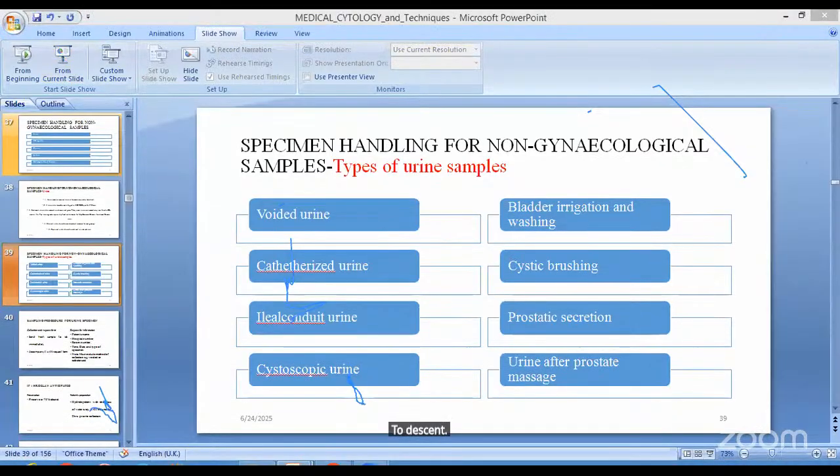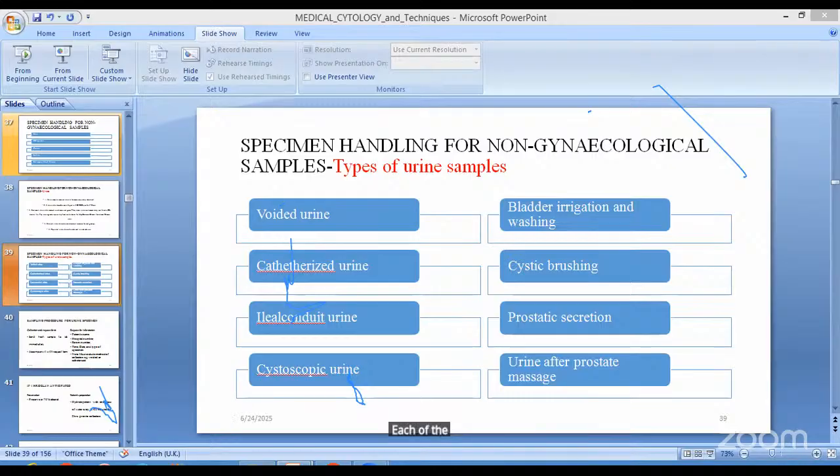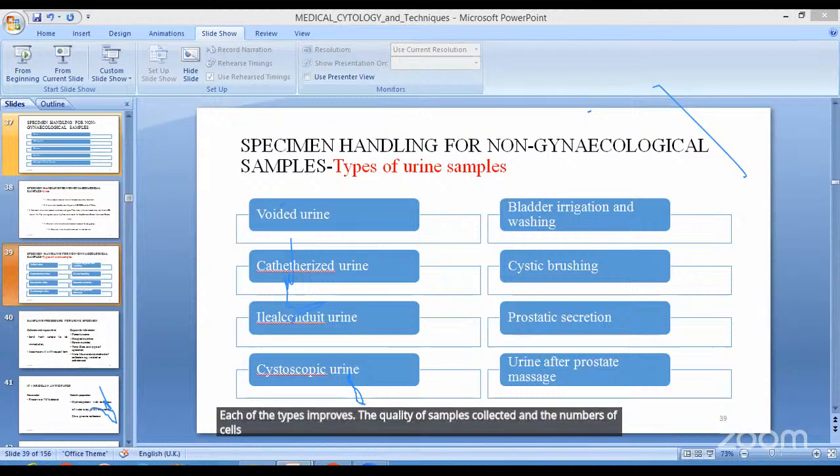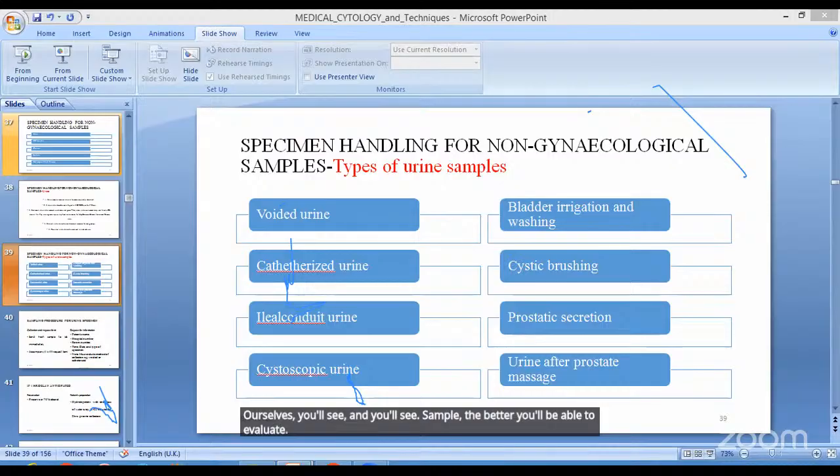Types of urine sample. This categorization is very important for the sake of cellularity. Each of the types improves the quality of samples collected and the numbers of cells seen. The more cells you see in your sample, the better you'll be able to evaluate for malignancy.